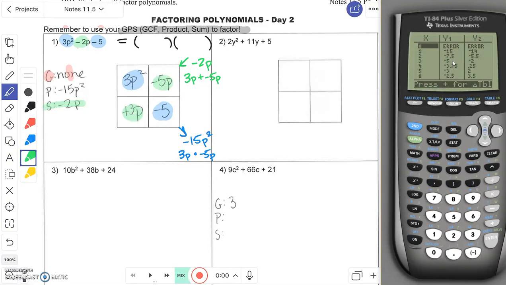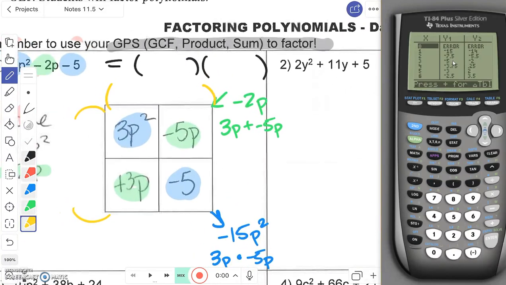So then my last step is to go about getting what's going to be in my parentheses. That's the part on the outside of my box. So I'm looking at how to find the greatest common factor with those. I look at that first column and see what they have in common. So find that greatest common factor between the two. If I look, I have 3p squared and 3p. So what do they have in common?